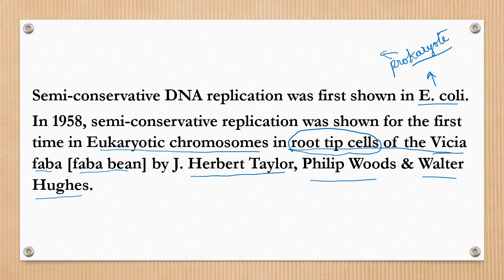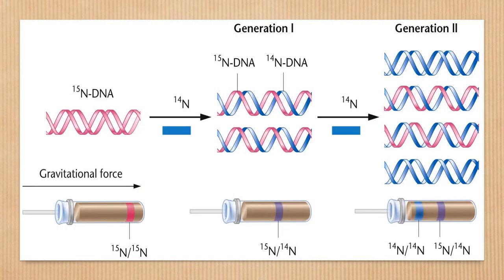In the prokaryotes, they used the isotope nitrogen source. The medium is ammonium chloride. But for eukaryotes, they used isotope-containing thymidine medium to show this semi-conservative replication. So this is an overall representation of semi-conservative replication.